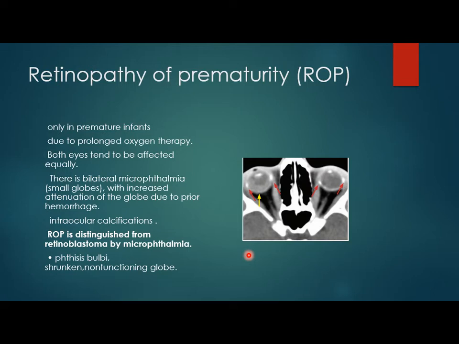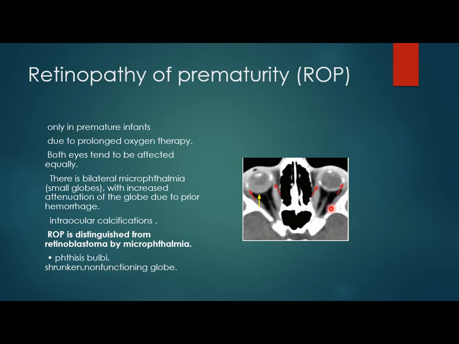But anyway. Okay. Retinopathy of prematurity only occurs in the premature infant due to prolonged exposure to oxygen, meaning oxygen therapy. Both eyes tend to be affected equally. There is bilateral microphthalmia, meaning small globes, with increased attenuation of the globe due to prior hemorrhage. Intracranial calcifications may also be present, and this is distinguished from retinoblastoma by microphthalmia, meaning the small globes. In retinoblastoma, the globe size is normal. Late complications lead to a shrunken, non-functioning globe, which is called phthisis bulbi.